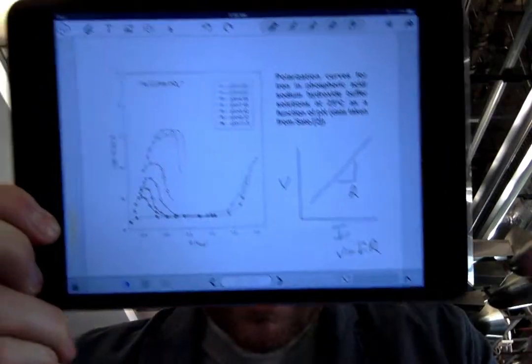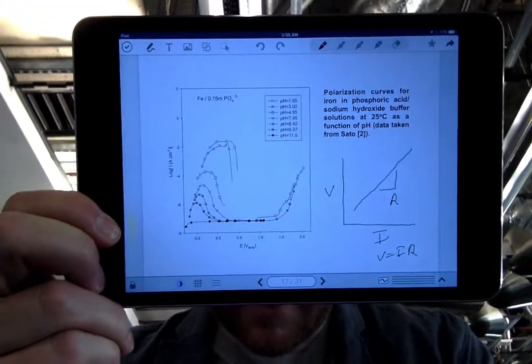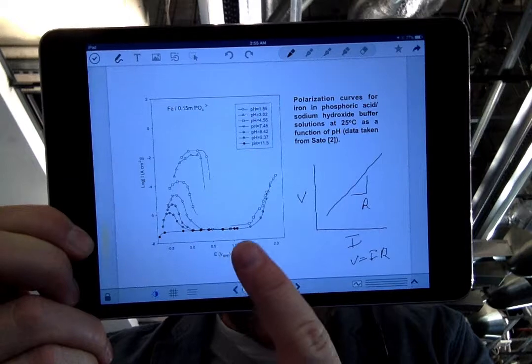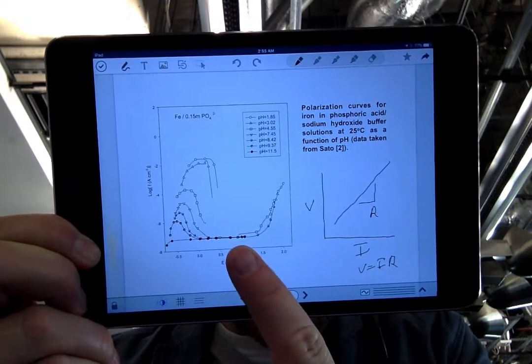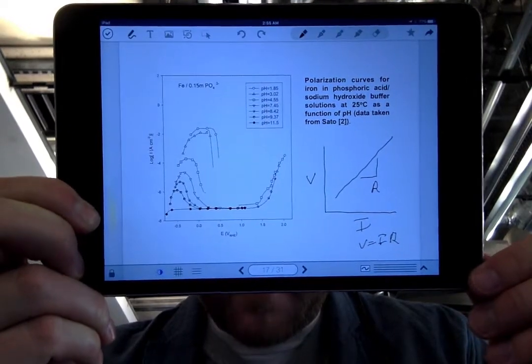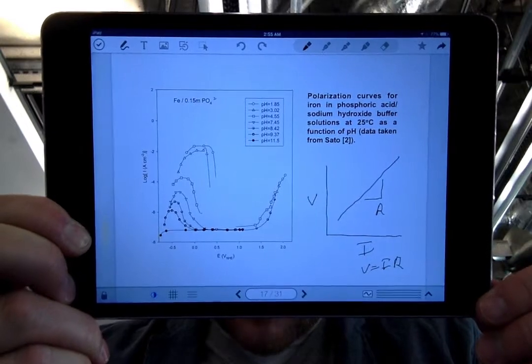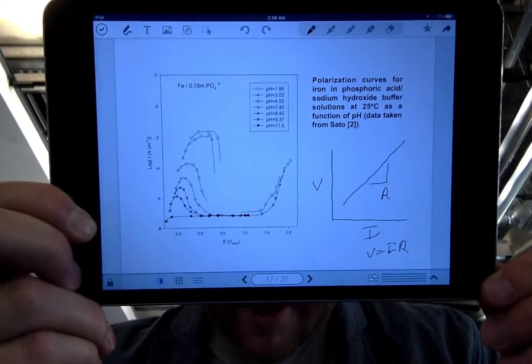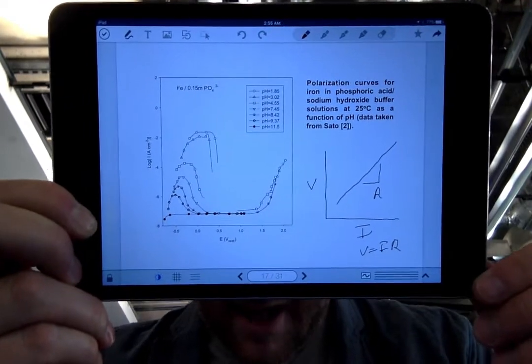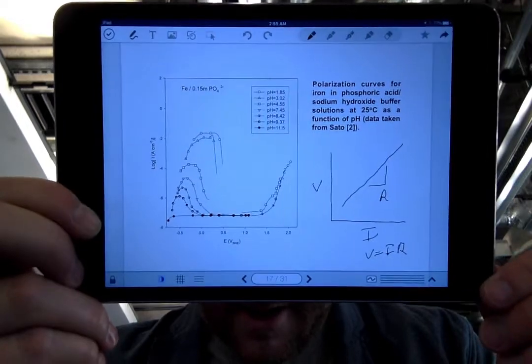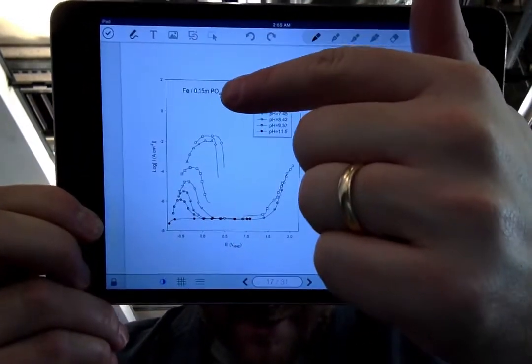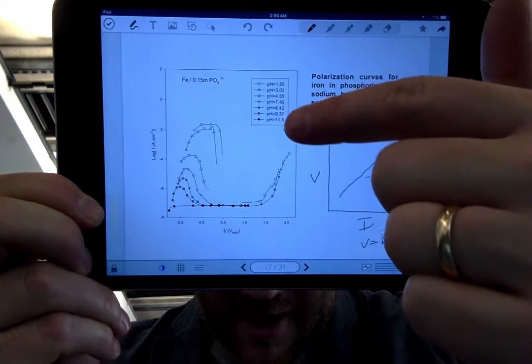So iron corrodes very quickly in phosphoric acid, but then iron forms a passivation layer where the current is very low. And then finally, when you get to high enough potential, the current takes off again. And this describes the oxidation of iron in this electrolyte. So you can see right up here, this is where the conditions are, and these are the different curves shown on the plot, different pHs.